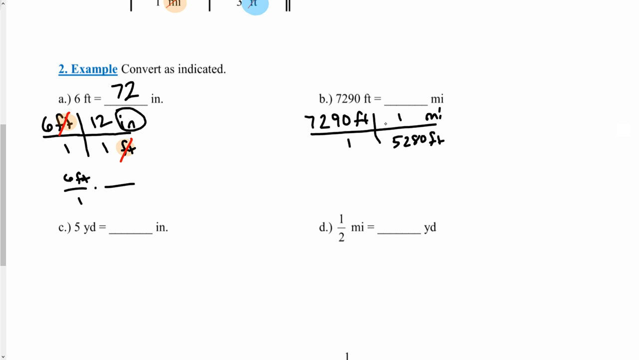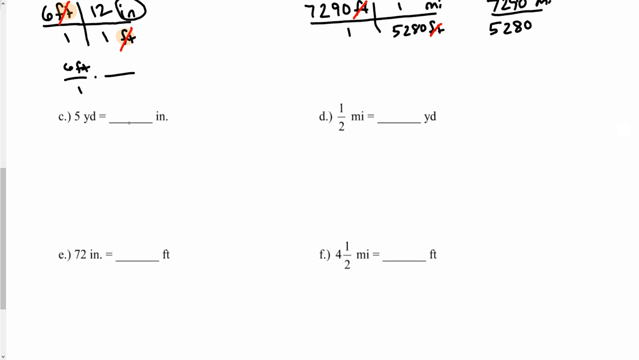Now, feet and feet cancel. And what I'm left with is 7,920 times 1, which is just 7,920. We still have our label of miles, divided by 5,280. And if I do that on the calculator, it comes out to about 1.38 miles. Our label of miles is left over.